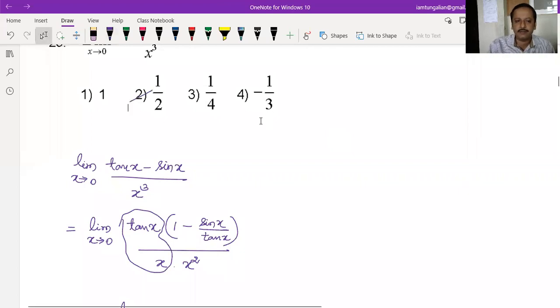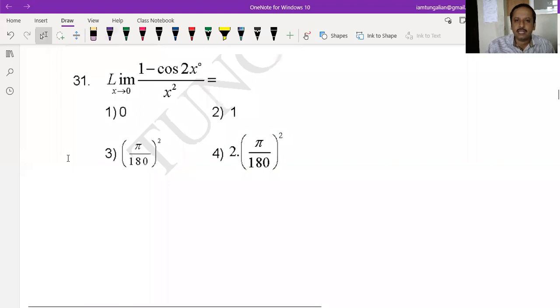Okay, then 31st question. Limit extends to 0, 1 minus cos 2x degree divided by x square. Now, if I directly apply the limit, I am going to get 0 by 0. Before that, I will write like this. Cos 2x degree is there. One of them is in degrees and the other one is in radians. Then you cannot use that sin x by x formula. So I want to convert it into radians.